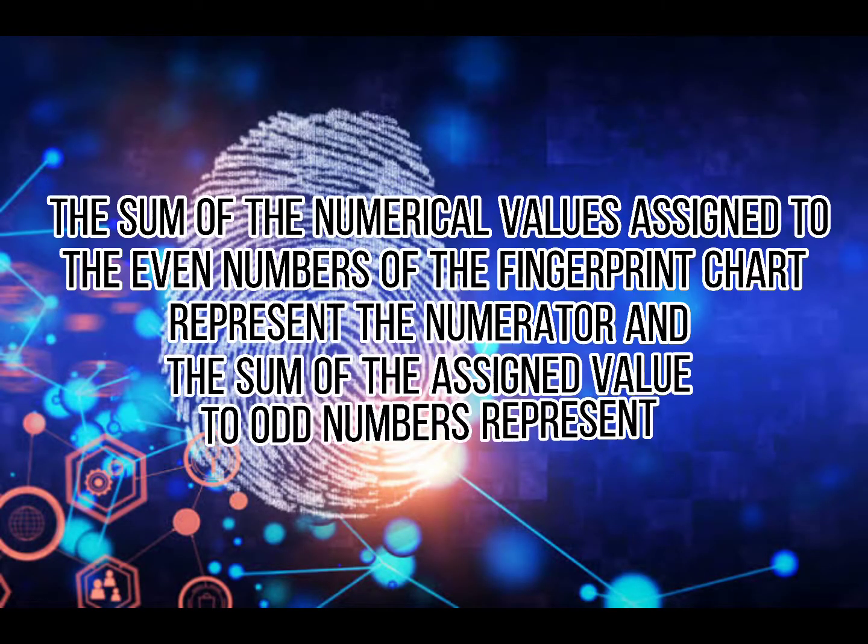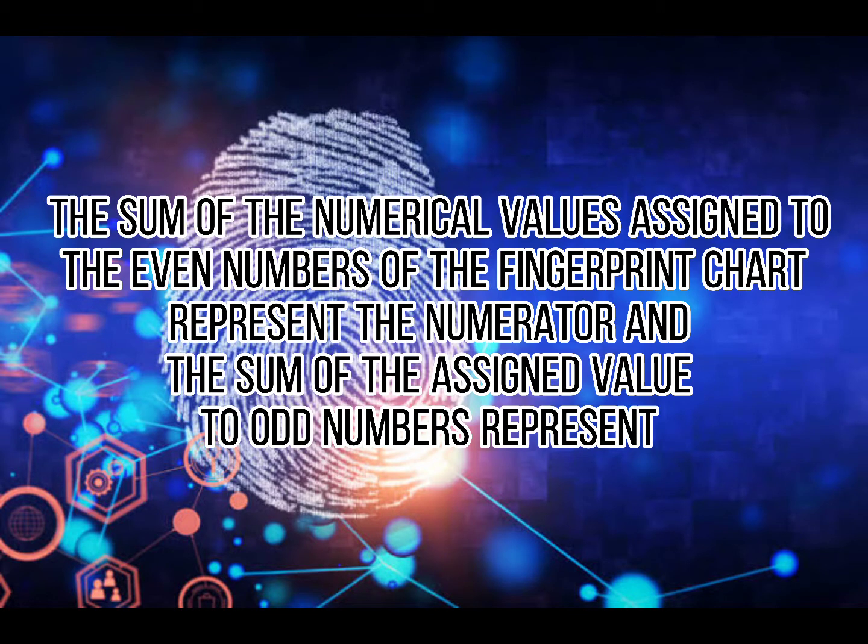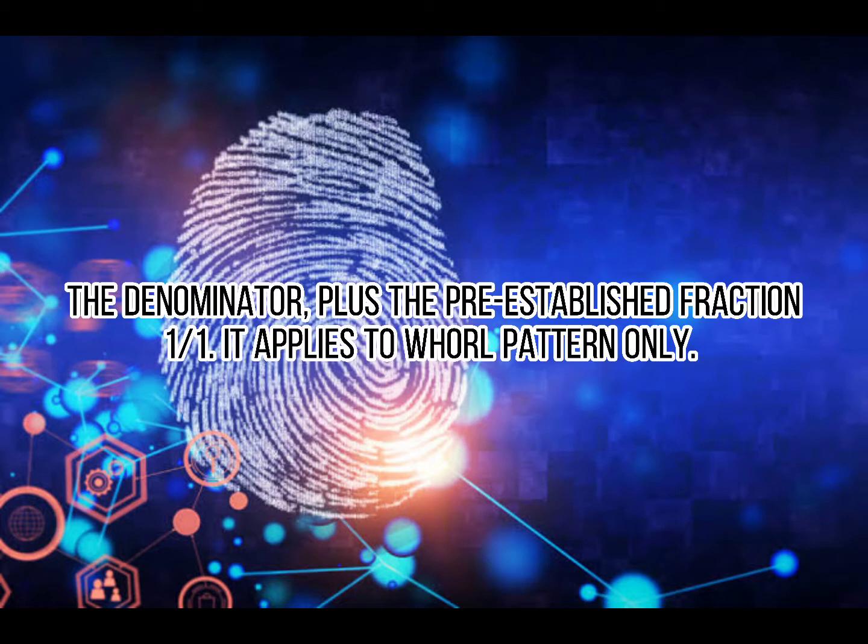The sum of the numerical values assigned to the even numbers of the fingerprint chart represents the numerator, and the sum of the values assigned to the odd numbers represents the denominator, plus the pre-established fraction 1/1 that applies to the whole pattern.